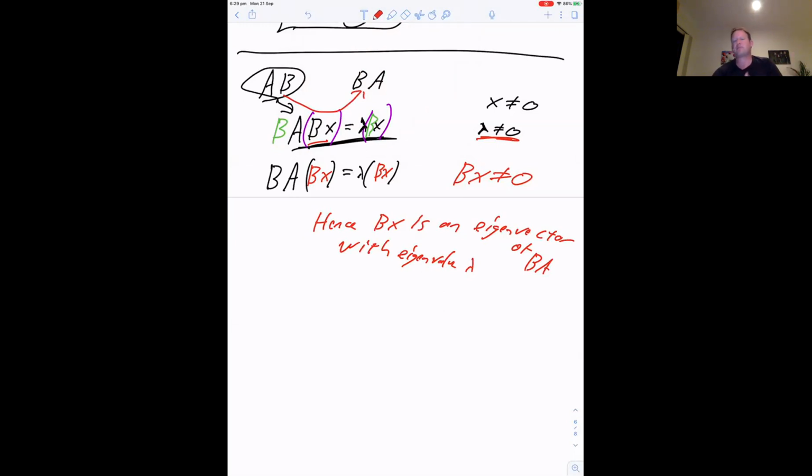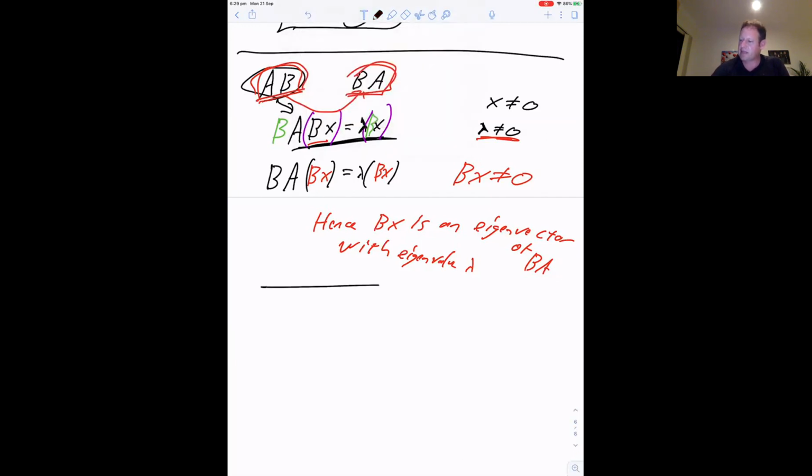And the same way works backwards as well. So that's how AB and BA share the same non-zero spectral elements, even though these matrices can be in a completely different space, or a completely different dimension, I should say.